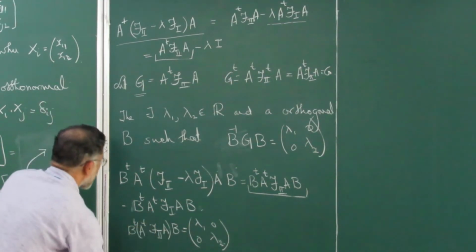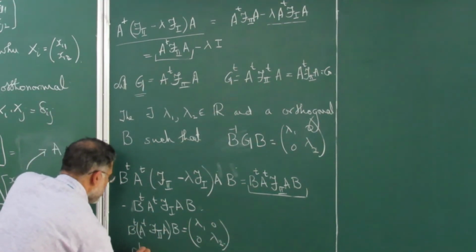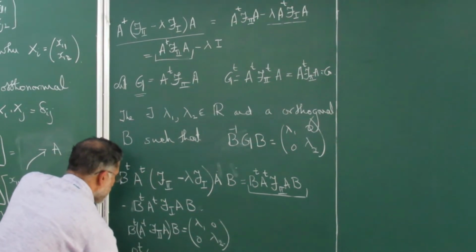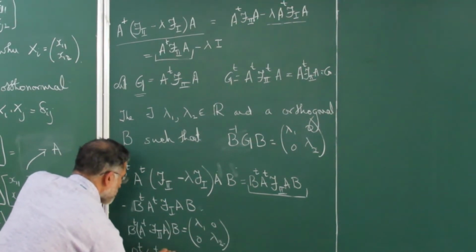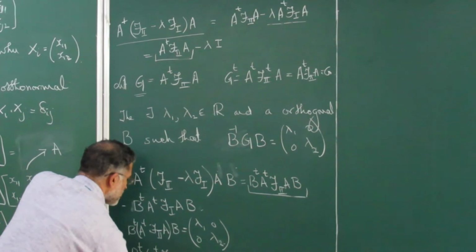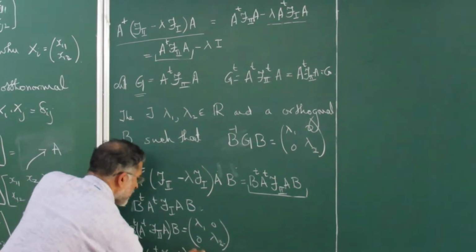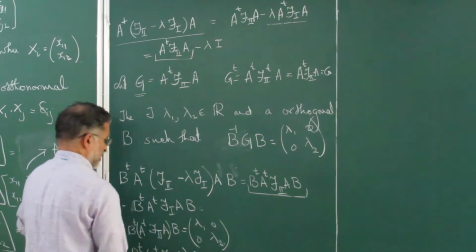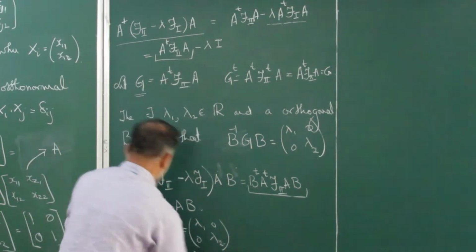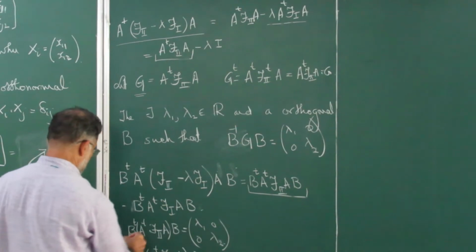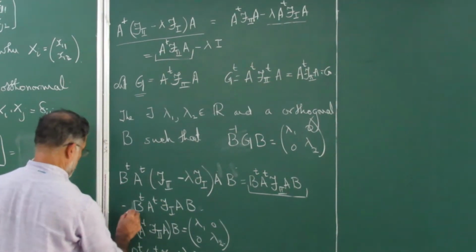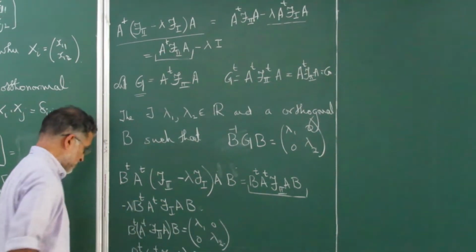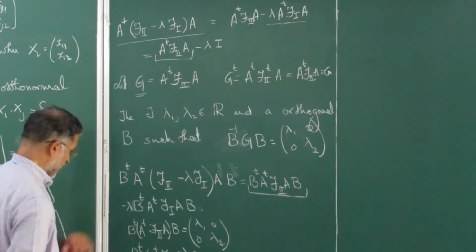This we have already seen. B transpose A transpose F1 AB. But this is nothing but the identity matrix. So one has to be careful. There is a lambda here which I should not ignore. I shouldn't forget this. Okay, so that you leave there.